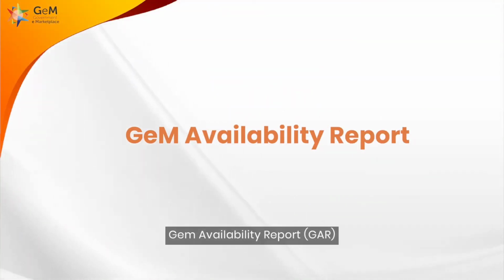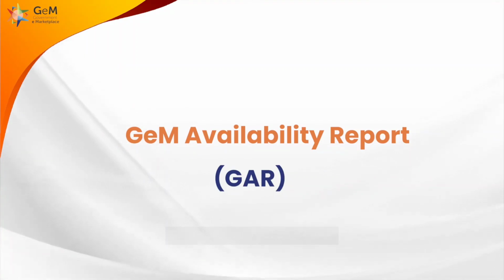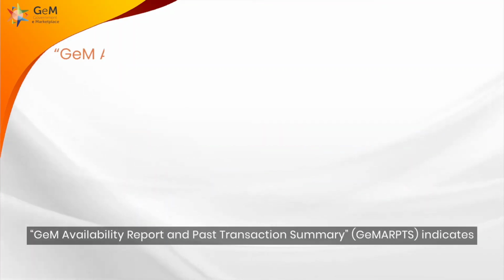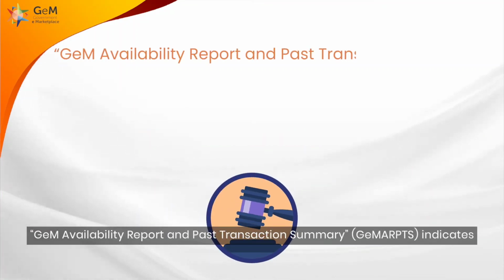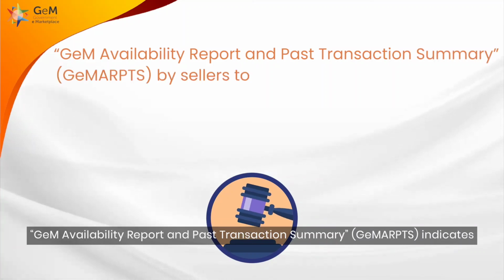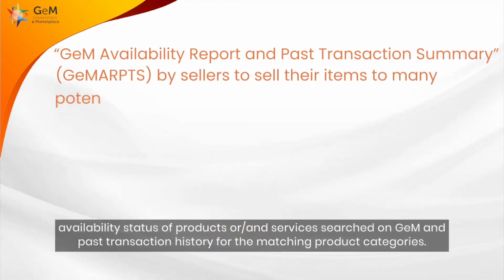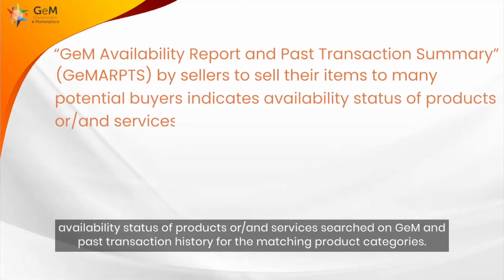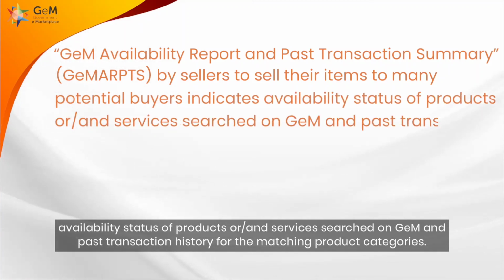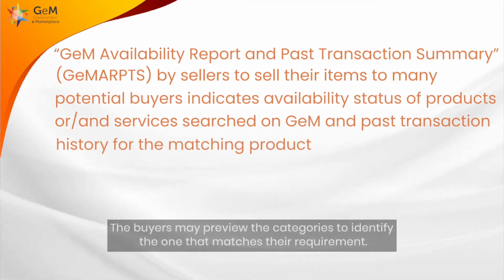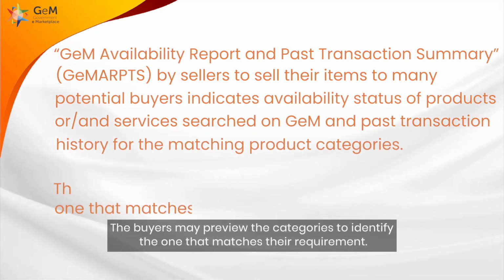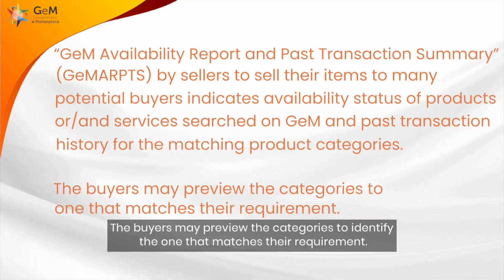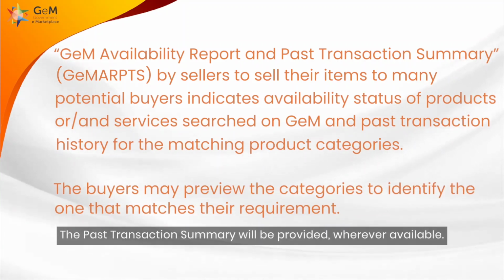GEM Availability Report, GAR. GEM Availability Report and Past Transaction Summary, GEM ARPTS, indicates availability status of products and services searched on GEM and past transaction history for the matching product categories. The buyers may view the categories to identify the one that matches their requirement. The past transaction summary will be provided wherever available.